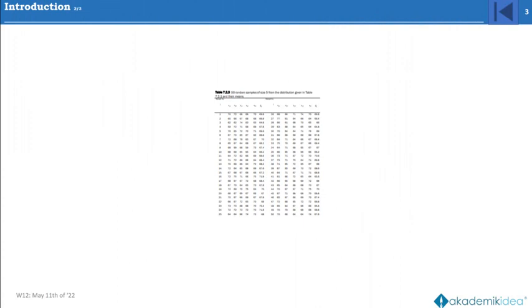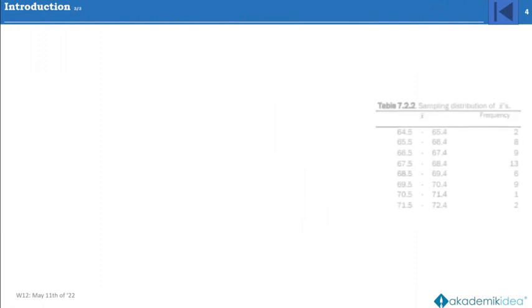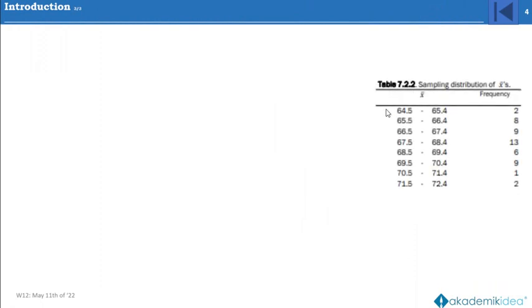The following distribution is called an experimental sampling distribution. It consists of the means obtained in an experiment in which we took repeated samples from the same population. Here we see the experimental distribution. The mean of these 50 samples is 68.032 and their standard deviation is 1.66.